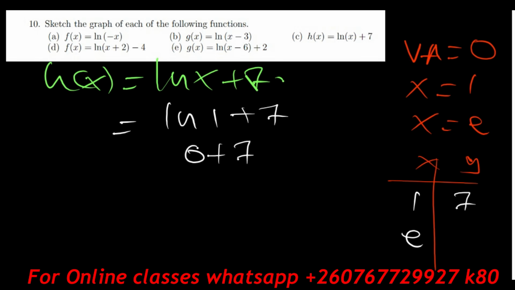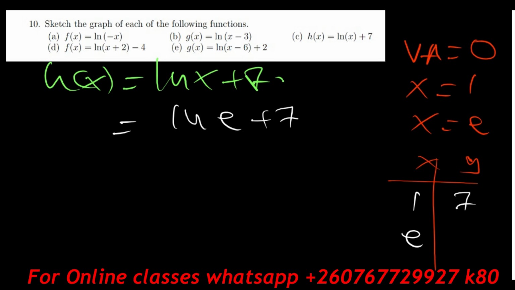Next, I'm going to put e. Let's see. So I have got ln e plus 7. So this is base e. ln e base e is 1. 1 plus 7 is 8. Okay, I'm done with that. We can now have our graph. So here's going to be my graph.